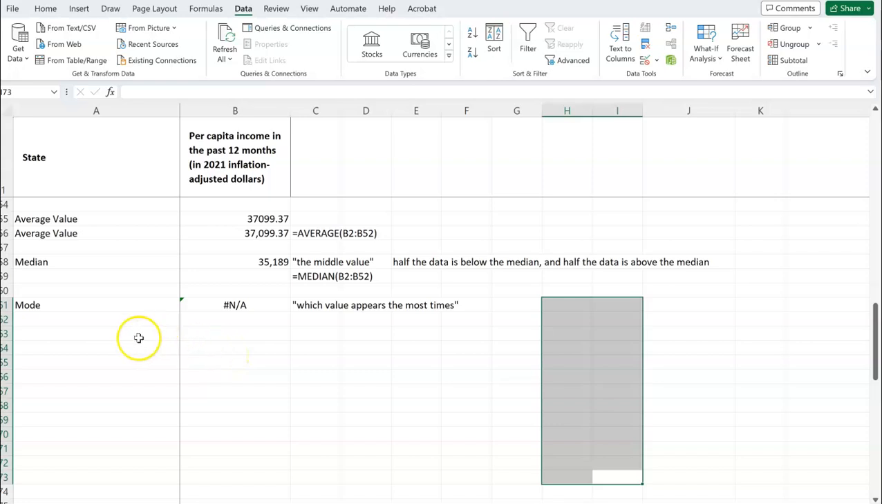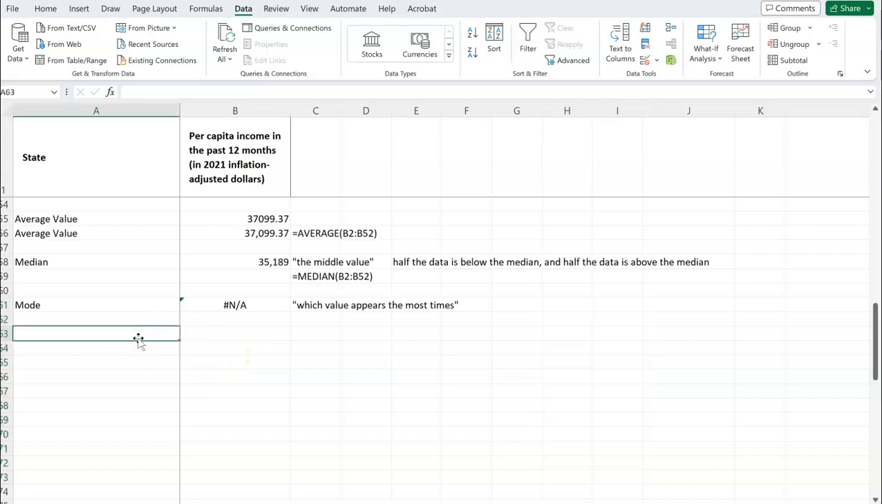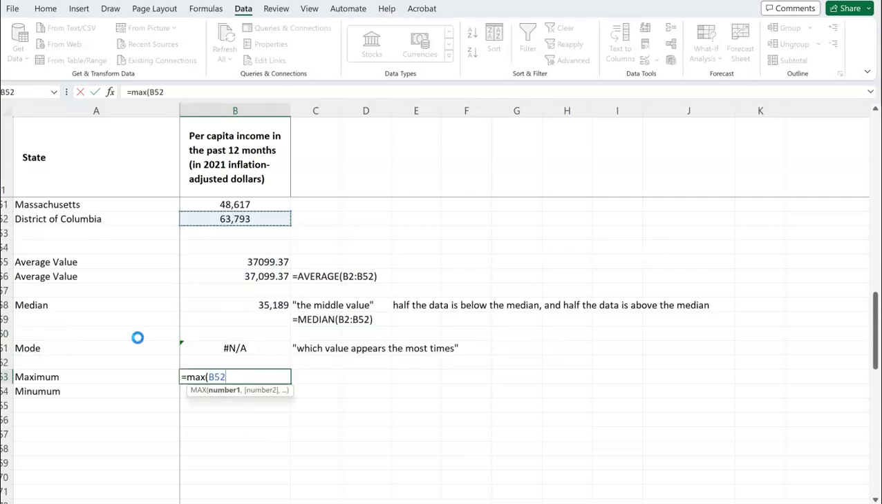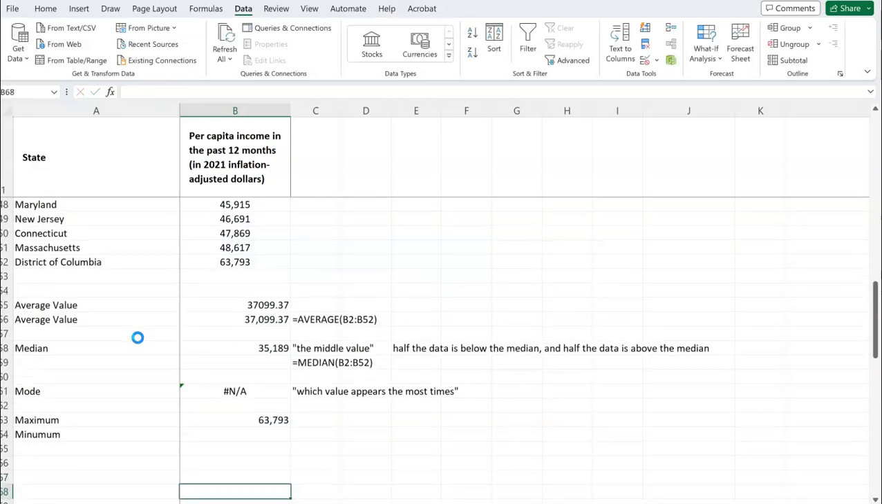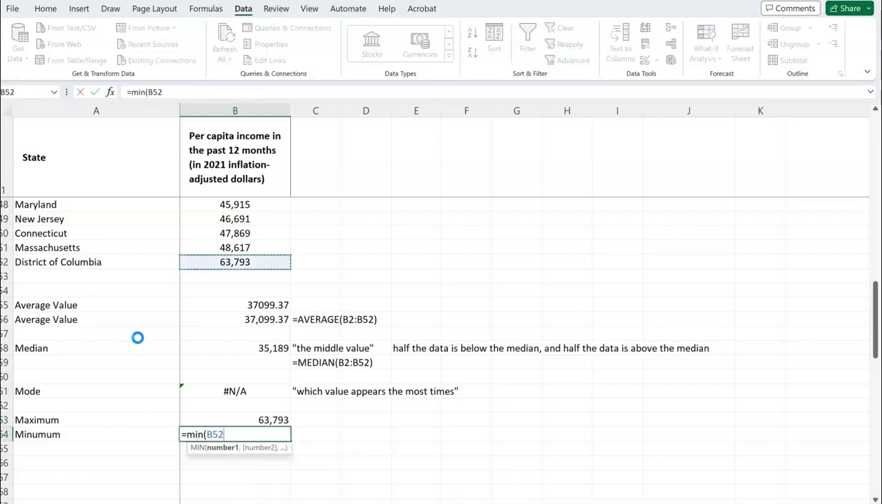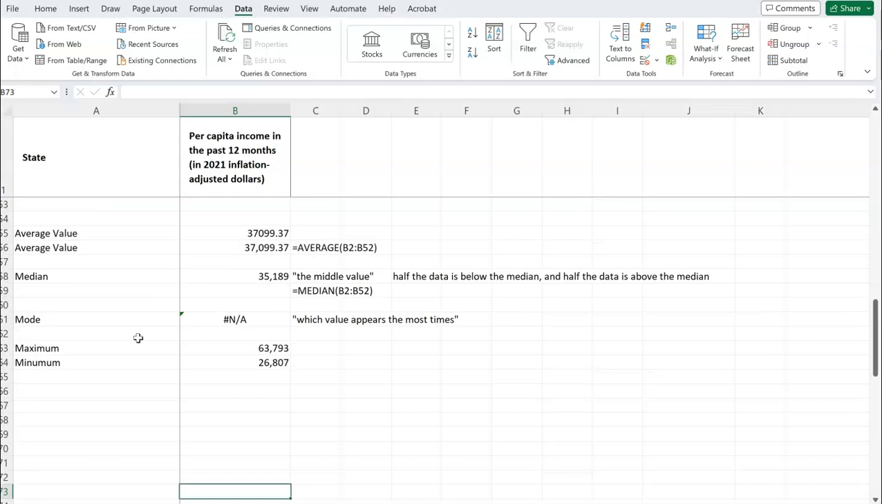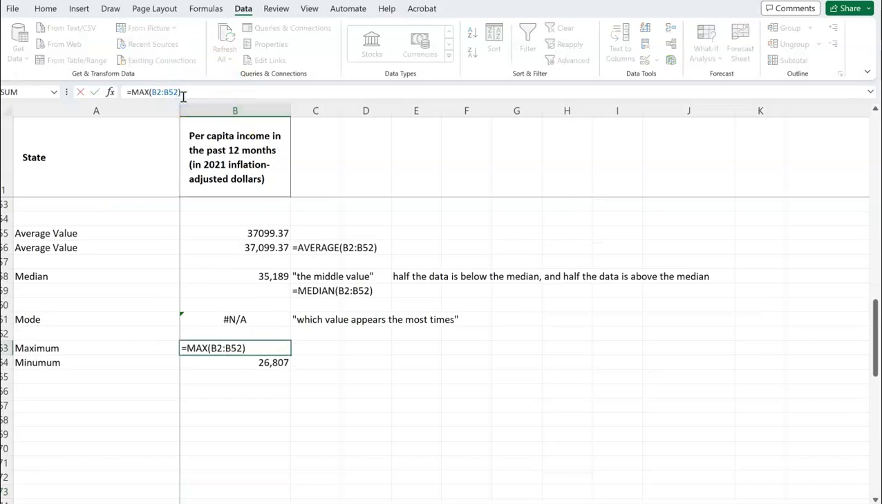Now from here, we can also find the maximum value and minimum value. If I write equals max and highlight all these numbers, it tells me that the maximum value is 63,793, and that's the per capita income of Washington, D.C. The minimum, if I just do equals min and highlight all those numbers, is 26,807, and this is the value for Mississippi.